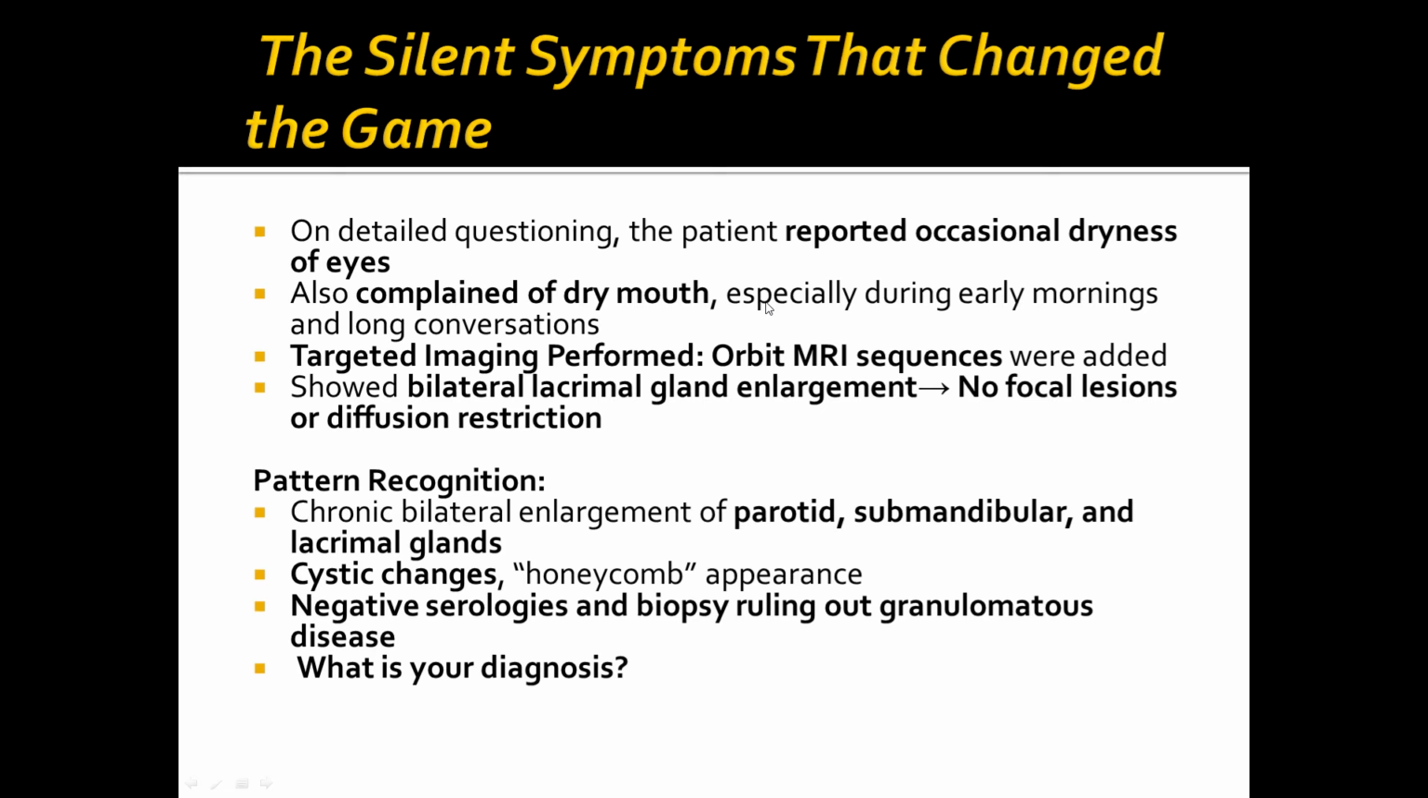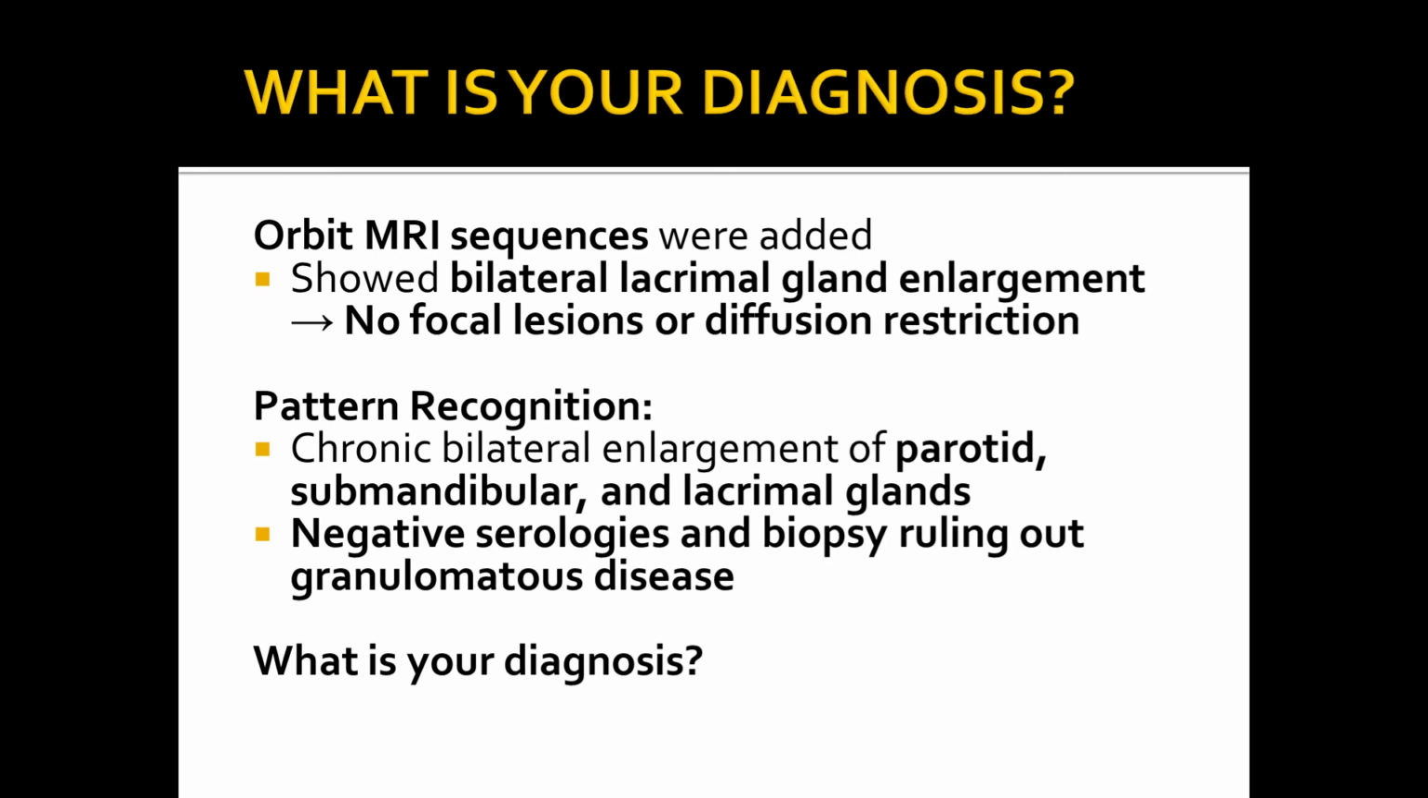So, an orbit MRI sequence revealed bilateral lacrimal gland enlargement. So now we've got chronic bilateral enlargement of parotid, submandibular, lacrimal glands, cystic changes and honeycomb appearance in parotid and submandibular glands, negative serologies, no granulomas in the biopsy, and patient is giving history of dry eyes and dry mouth. I think by now the diagnosis should be clear.